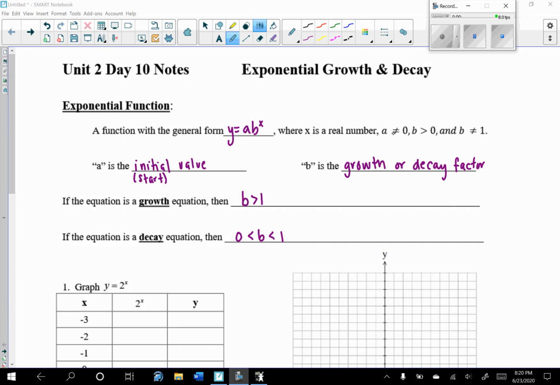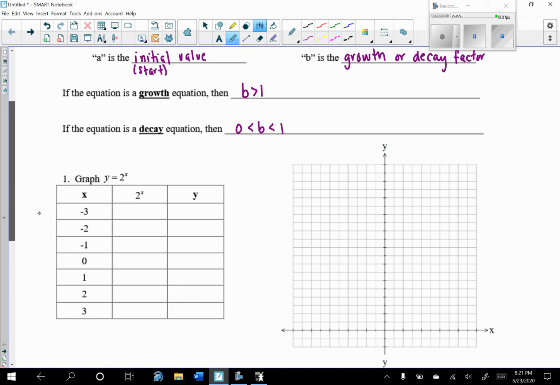So if the equation has a b value that's greater than 1, we know it's growth. If the equation has a b value in between 0 and 1, we know it's a decay factor. So think of fractions. Looking at this first graph, we've graphed this quite a few times before. So we know y equals ab to the x power. In this case, if the a is not written, it's just equal to 1. b is the part with the exponent, so that's 2. And because b is greater than 1, this is growth.